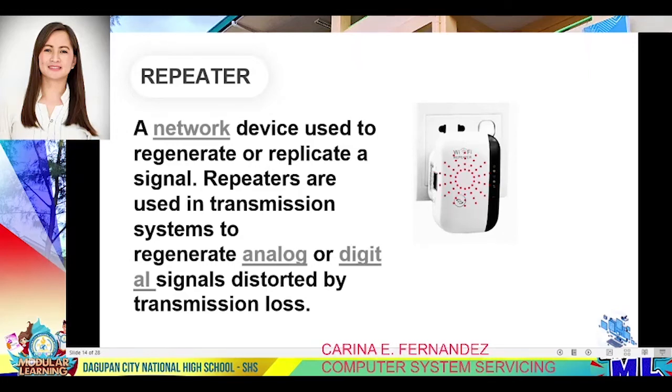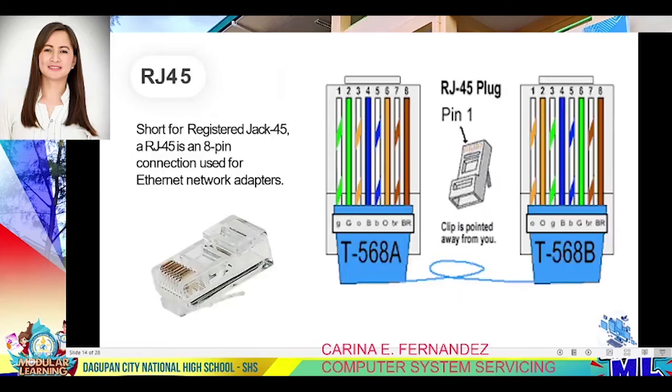Repeaters are used in transmission systems to regenerate analog or digital signals distorted by transmission loss. Analog repeaters frequently can only amplify the signal, while digital repeaters can reconstruct a signal to near its original quality.